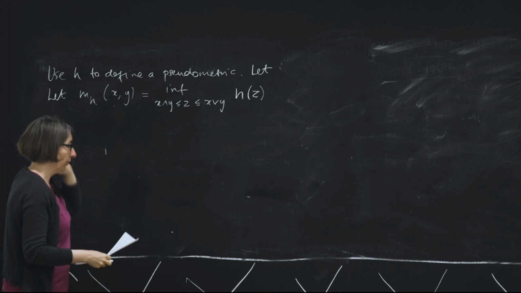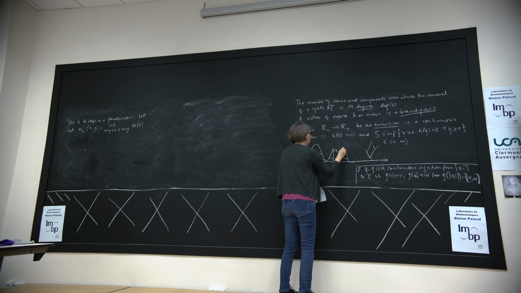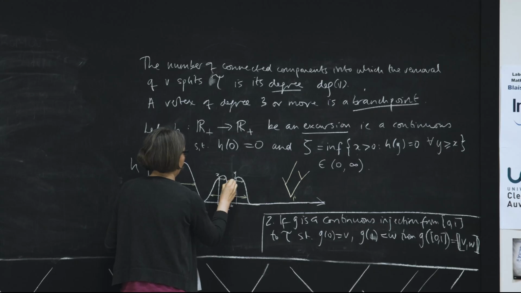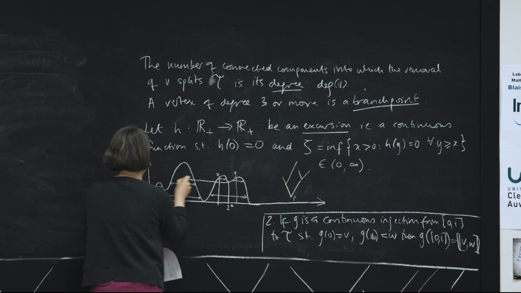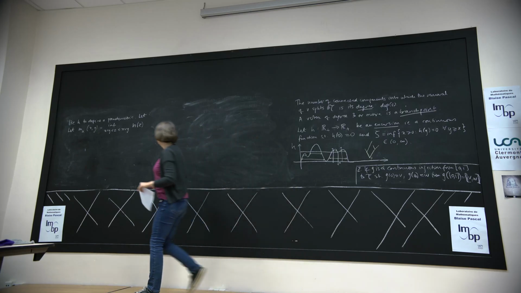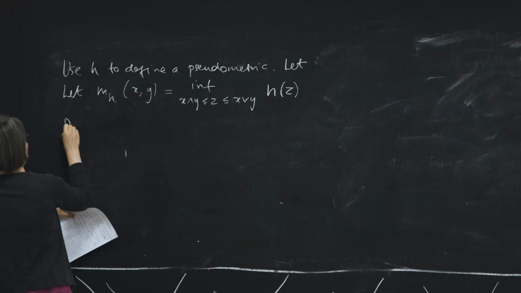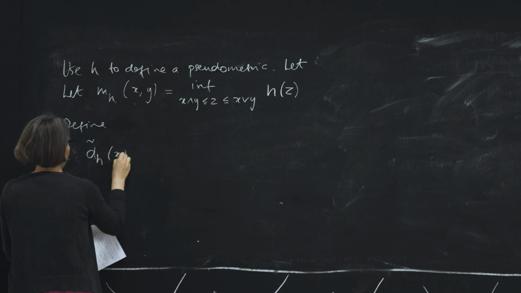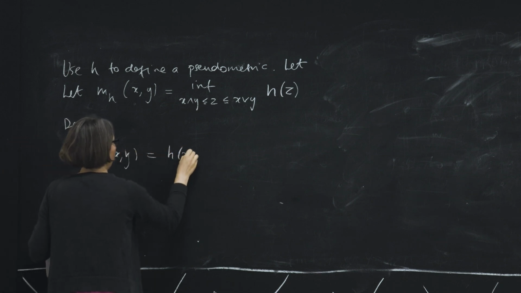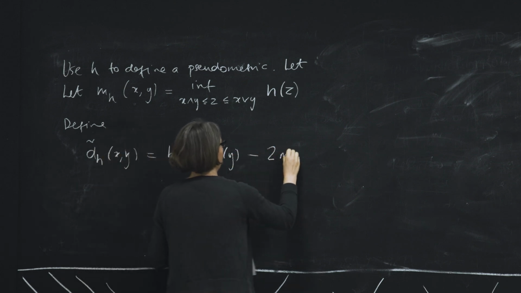Okay. So, for example, if my x is here and my y is there, then the z in question that minimizes is going to be this one here. And the value of the minimum will be whatever this value here is. Okay. So then I'm going to define, for the moment, d tilde h of x and y to be the value of the function at x plus the value of the function at y minus twice the minimum between them.